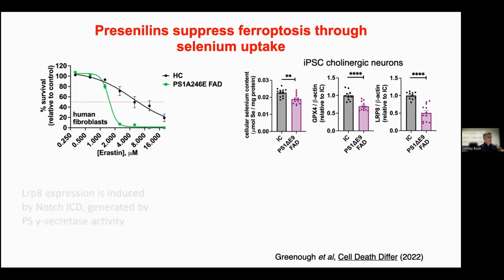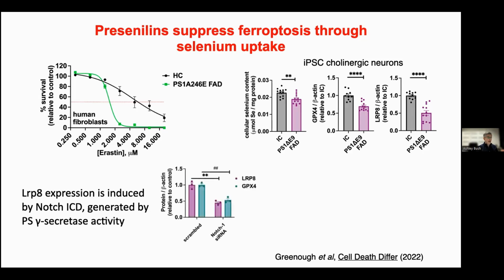controls. Now it's known that LRP8 expression is induced by the Notch intracellular domain, which is also known to be generated by presenilin gamma secretase activity. And we found that if we silence Notch, we do indeed get a decrease in both LRP8 and glutathione peroxidase 4. And conversely, if we transfect in the Notch intracellular domain, we get an increase in LRP8 expression in both wild-type and presenilin double knockout cells.